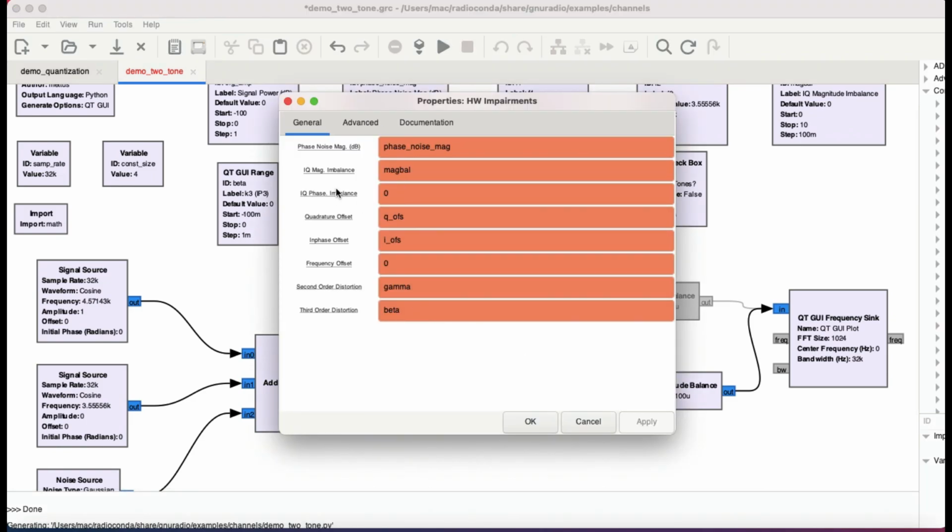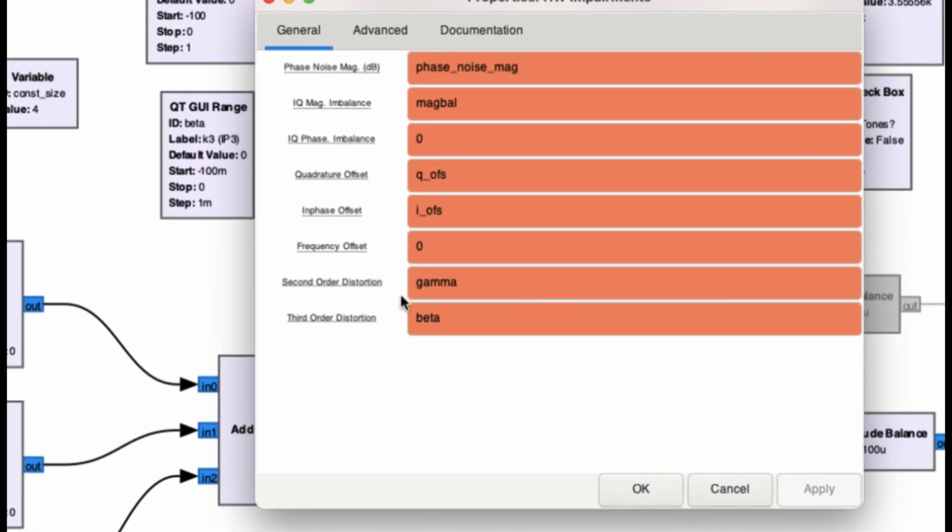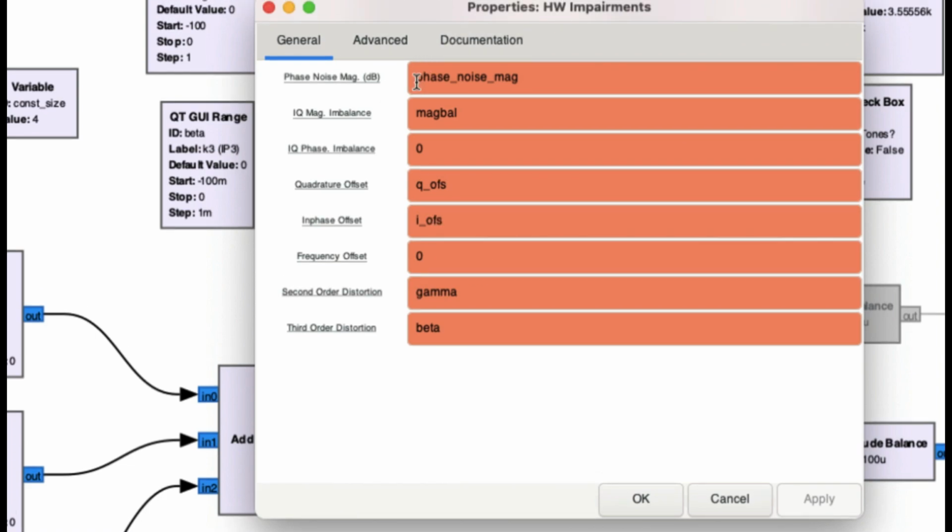So for example, you have your IQ magnitude imbalance, phase noise magnitude, IQ phase imbalance, quadrature offset, IQ offsets, and then frequency offsets, plus two other components, which are second order distortion, controlled by this variable called gamma, and third order distortion, controlled by beta. In order for me to show you the effect of this, we're going to change one of these components at a time while my simulation is running, so we can see the effect clearly on my flow graph, so you would understand what these hardware impairments do during transmission and reception.